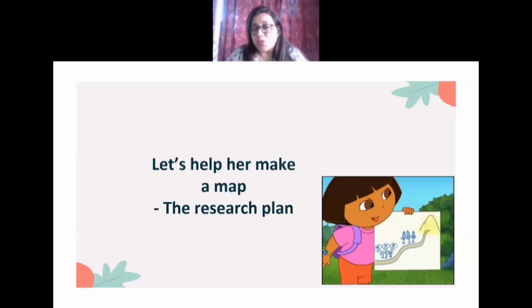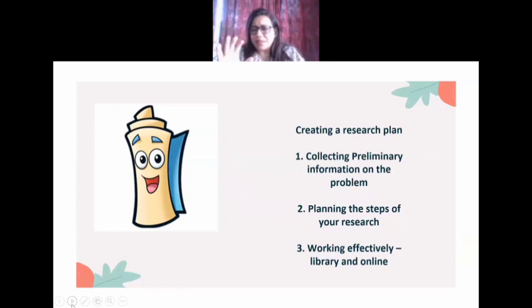She has to have a plan. She has to have this map, without which she cannot continue further with the research. So how do we help her to make a research plan? Creating a research plan, and discussing a very doctrinal aspect now: collecting preliminary information on the problem.